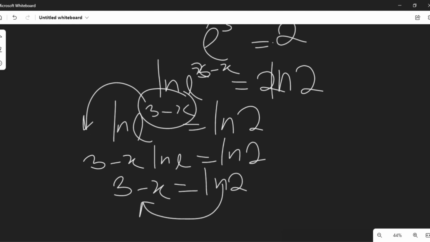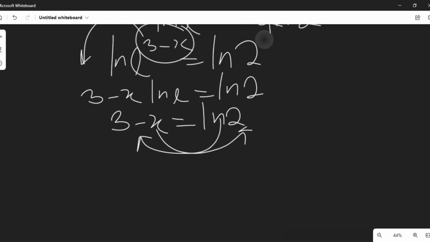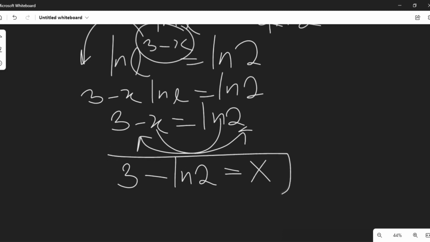While 2 comes this way, minus goes this way, we'll have 3 minus ln of 2 to be equal to x, and this will be the solution to that expression.